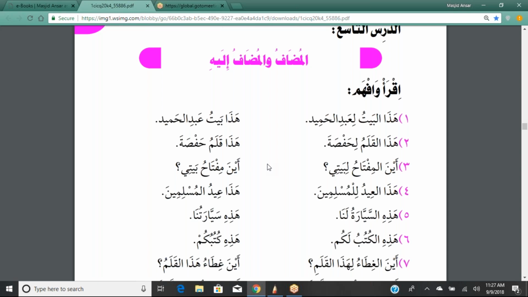هذا قلم حفصة. Look at the one on the left side. قلم حفصة. Hafsa's pen. So what is the purpose of mudaf ilayh? It conveys possession. This is one of the benefits of mudaf ilayh, to convey possession. And what is lam al-mulk? What does mulk mean? Possession. Which one is quicker? Mudaf ilayh.